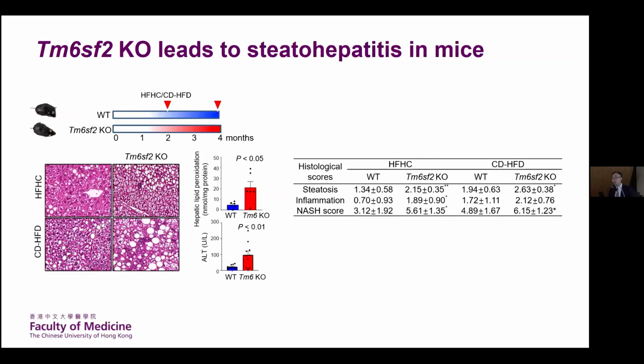First, we generated global knockout mice for TM6SF2. These animals do not express TM6SF2 in any tissue anymore. Like what other groups have demonstrated, when we fed the animals a high-fat, high-cholesterol diet or a choline-deficient high-fat diet, you can see a marked increase in the degree of hepatic steatosis. A lot of fat, and also there is inflammation. So everything increased: steatosis, inflammation, the NAFLD activity score, as well as fibrosis. This is what we have already known.